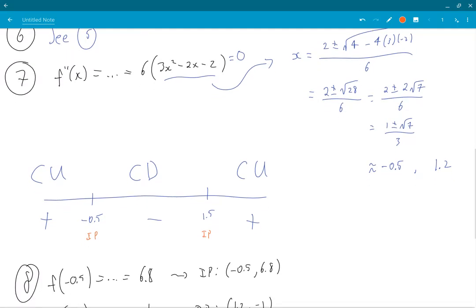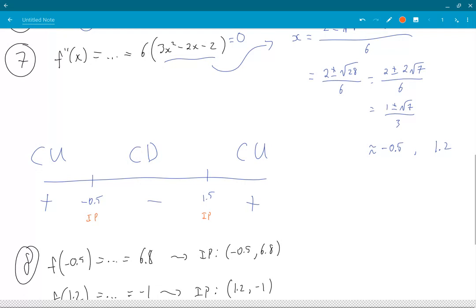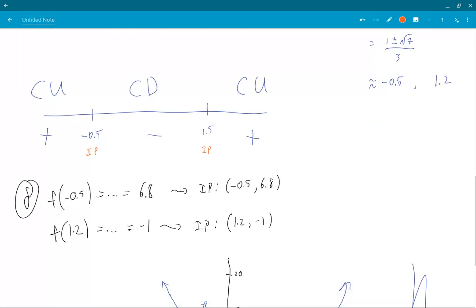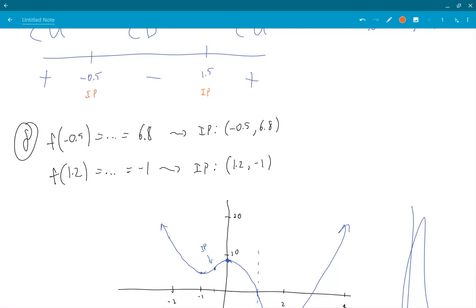Calculate the actual coordinates of the inflection points. Okay, you take your minus 0.5, you plug it into your function, work it out, 6.8. Then you take your 1.2, plug it in, get -1. Okay, next, the graph.